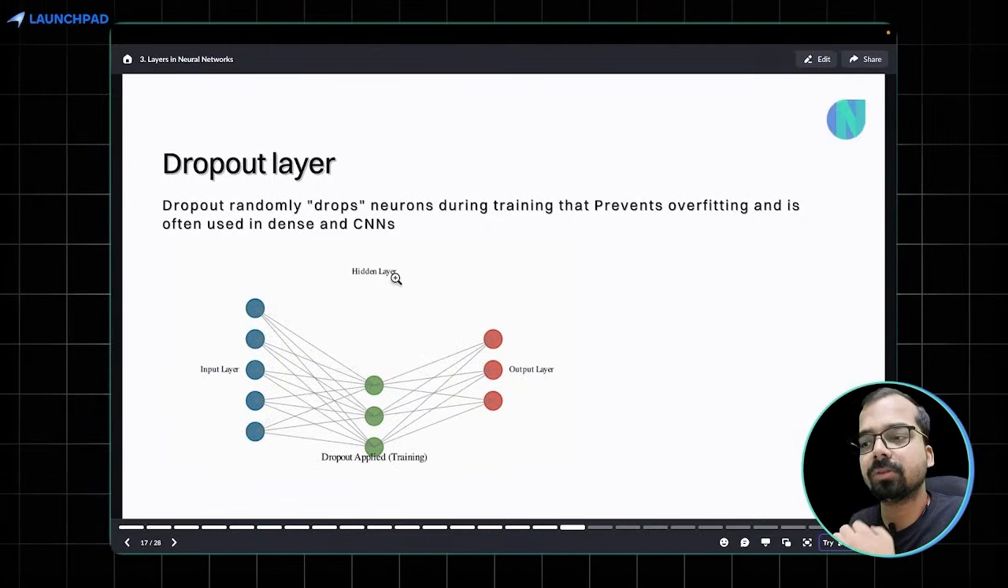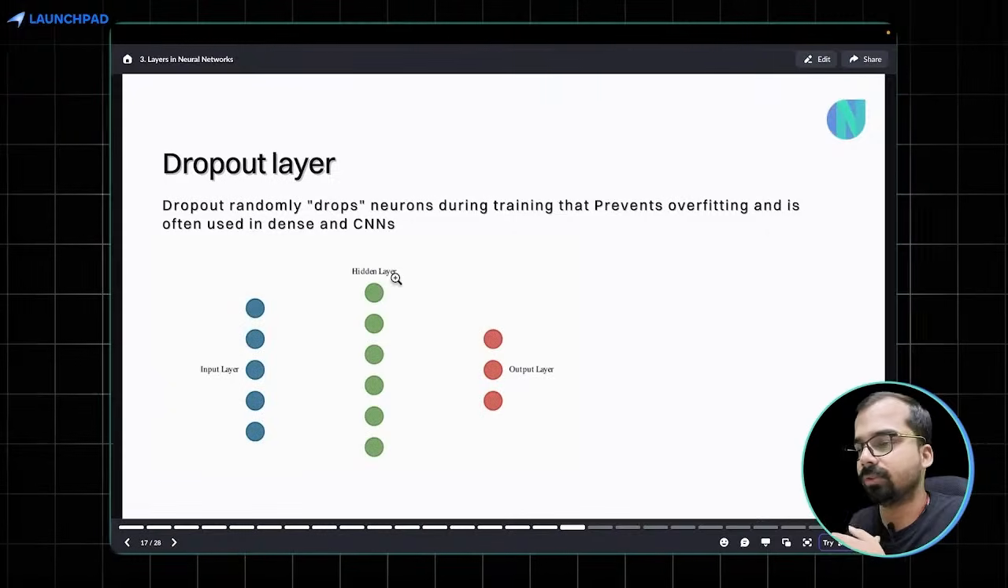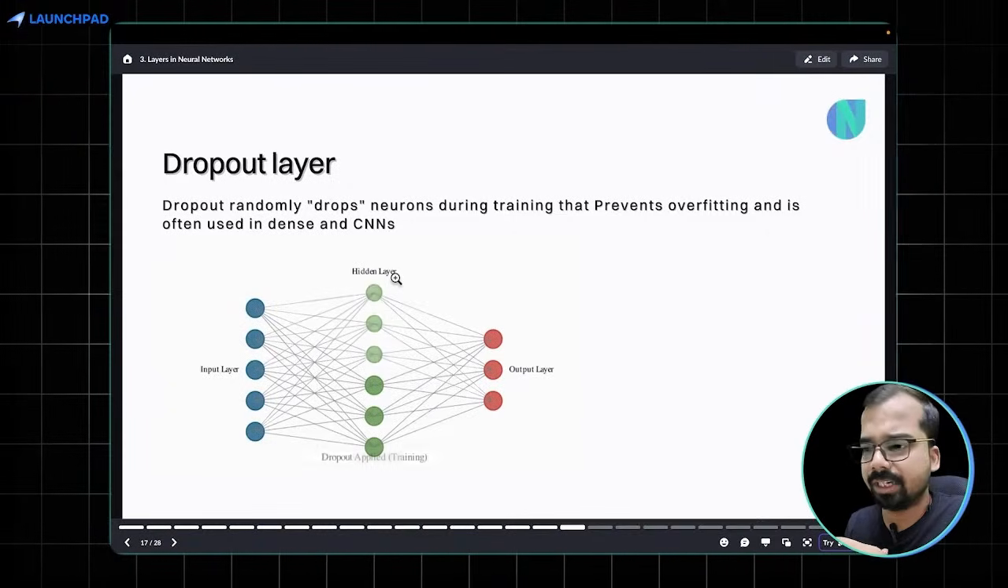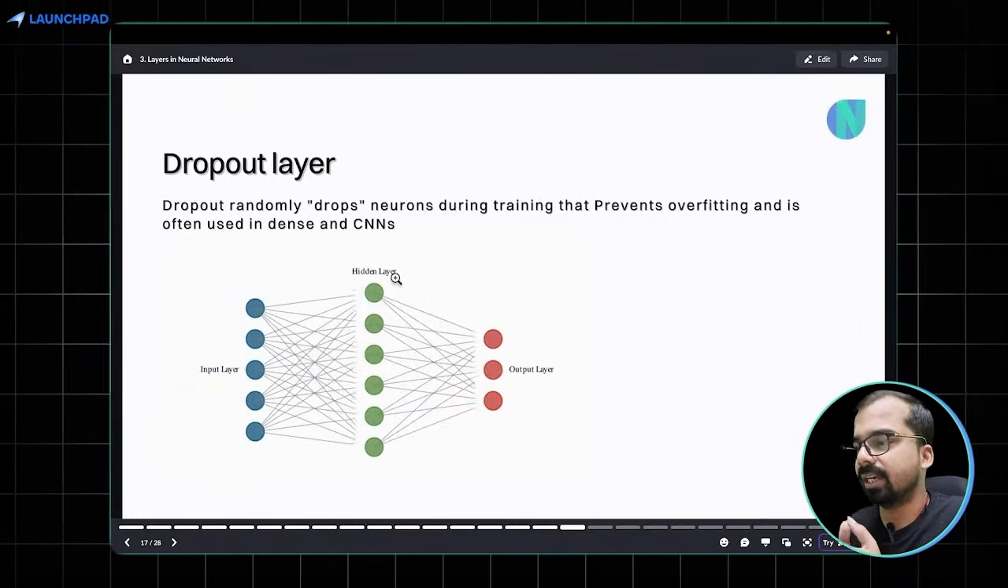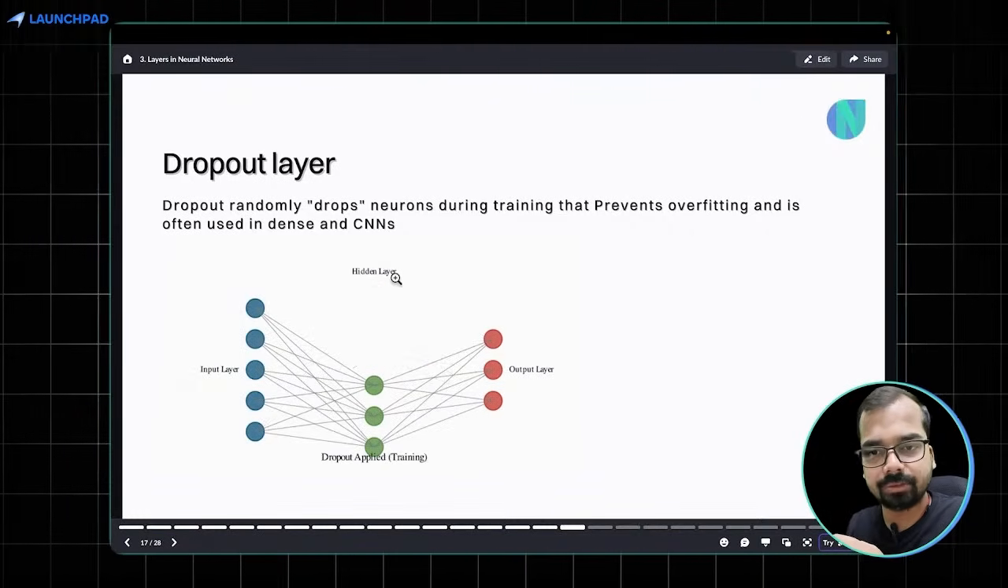So dropout layers are quite useful. If you see that your model is overfitting, you can basically use dropout layers so that the overfitting situation gets reduced.